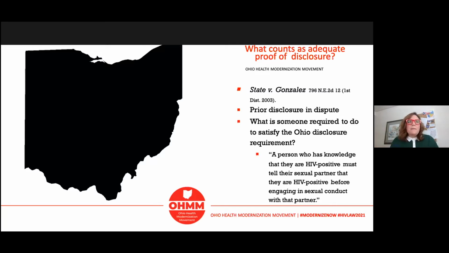There was no demonstrative proof of the disclosure. And by demonstrative proof, I mean a paper or screenshots or anything. In this case, and it was back in 2003, Gonzalez tried to establish that he disclosed by having people testify on his behalf. He had an ex-girlfriend, a previous girlfriend, say, well, he disclosed to me and we always used condoms. So it's reasonable to think that he would have disclosed to this latest girlfriend. He had his sister testify on his behalf. He had his case manager also testify on his behalf.